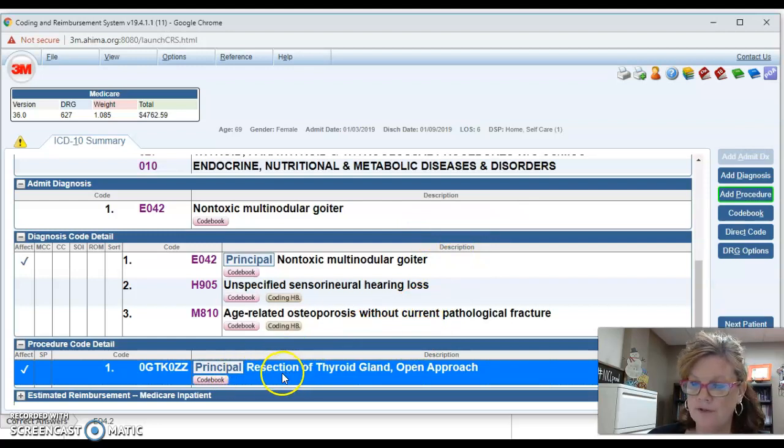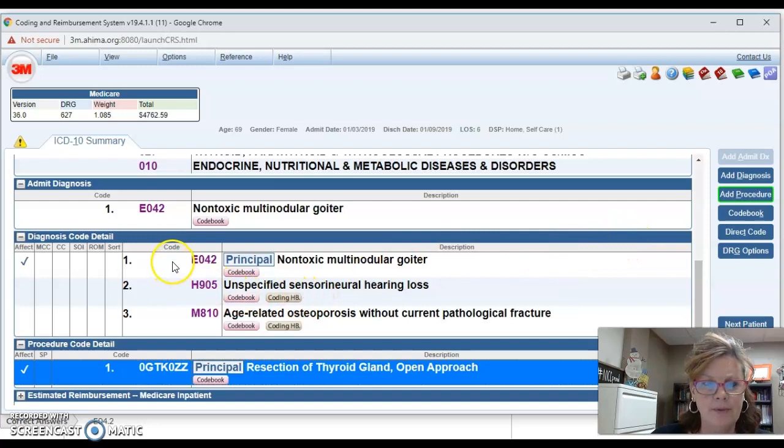Again, remember the difference when we're in PCS, difference between excision and resection. Resection, they're taking it out completely, where excision is just a little part of it, or a part of it. So again, resection, they're taking out the whole gland. All right, so I have everything in place here.